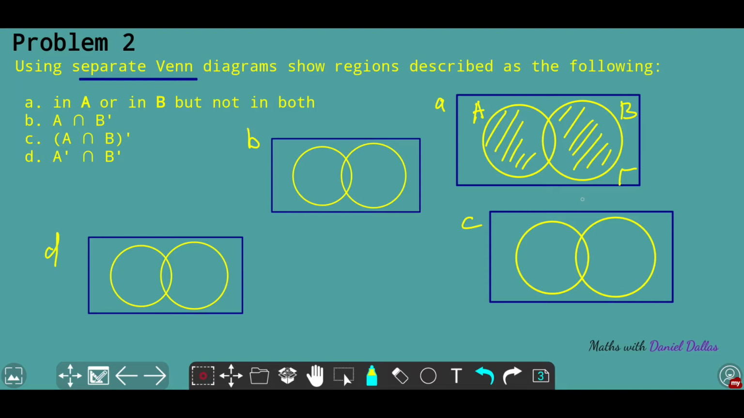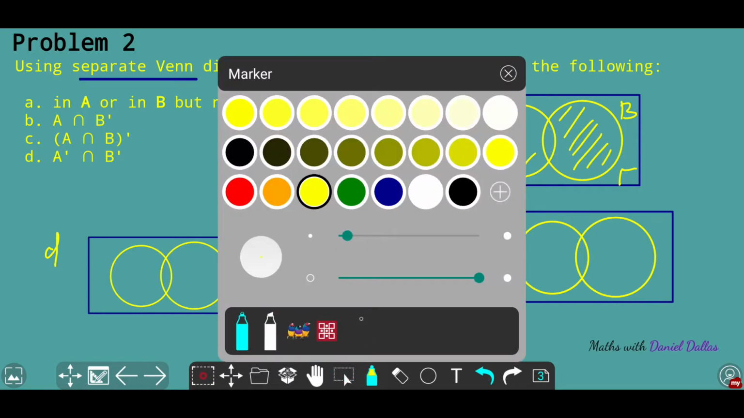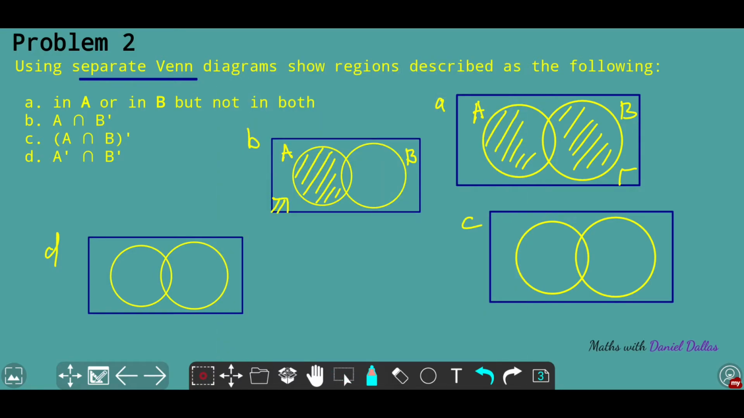So B part, A intersect with not B. Alright, so let it be A. Here is B again, and the common part of A with not B. So first of all, I'm just going to shade the not B region. So the not B region is this part, which means only A, okay? This is not B, and also here.